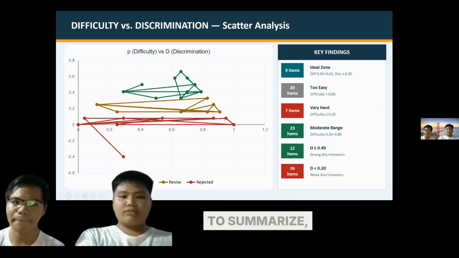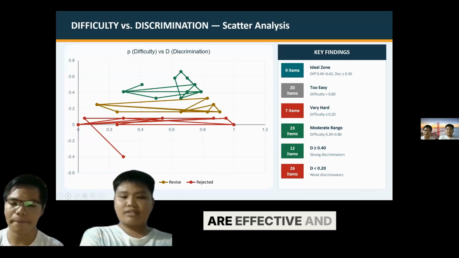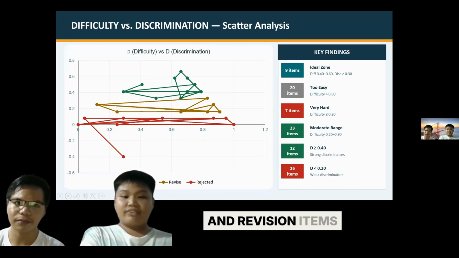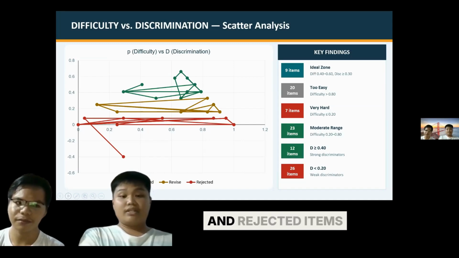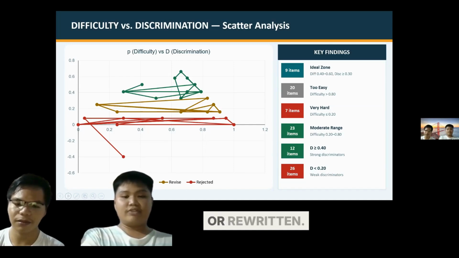Exactly, Clark. Now, to summarize, accepted items are effective and should be retained, revision items need improvement in terms of difficulty or clarity, and rejected items have serious flaws and must be rewritten.